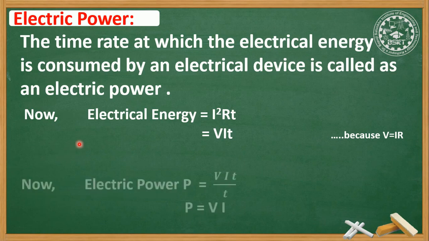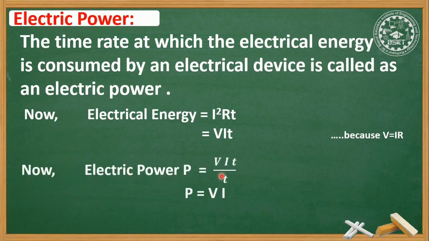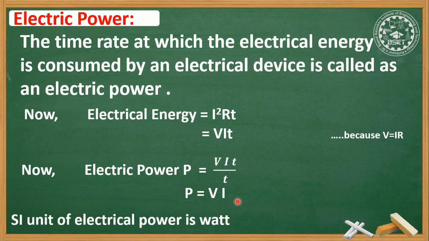So, electric power is equal to electrical energy per unit time. See, electrical energy per unit time is electric power. So, electric power P is equal to electrical energy, VIT, divided by time. So, electric power comes out as P is equal to V into I, means voltage into current. SI unit of electrical power is the watt.